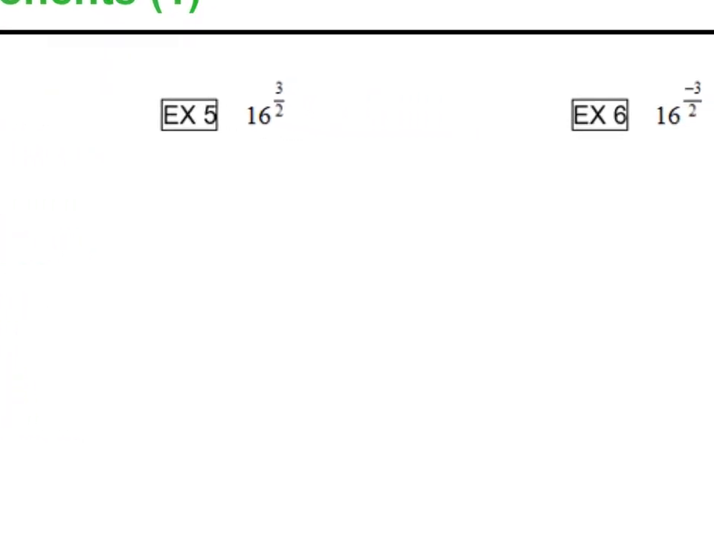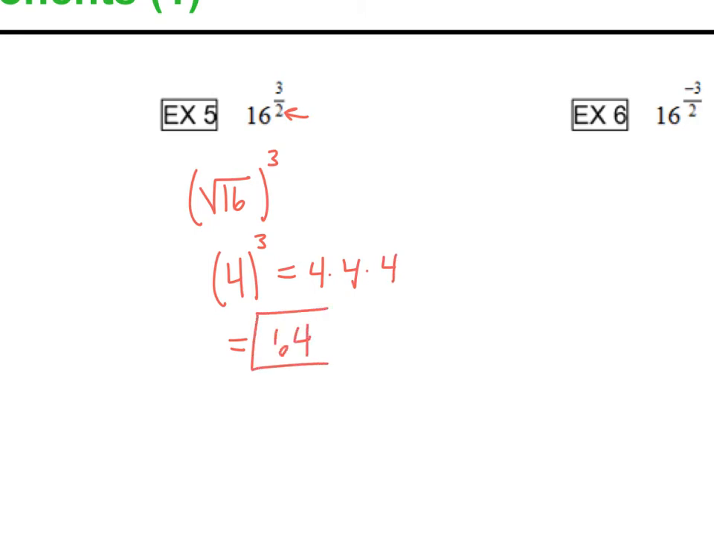All right, example 5, we have 16 to the 3/2 power. So again, it's the 2nd root, which is the square root of 16, raised to the 3rd power. Square root of 16 we know is 4. 4 to the 3rd power is 4 times 4 times 4. 4 times 4 is 16, and 16 times 4 is 64.